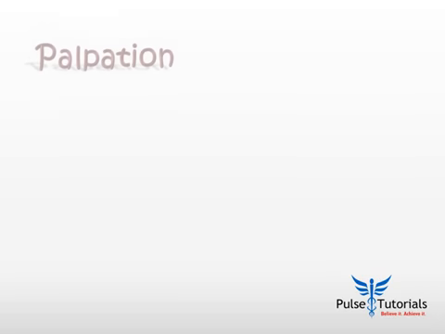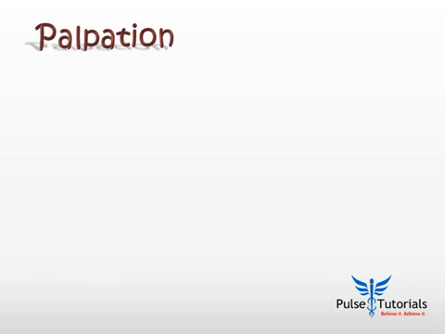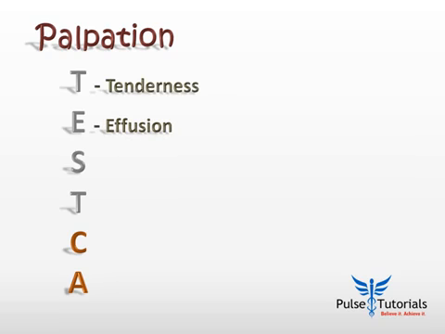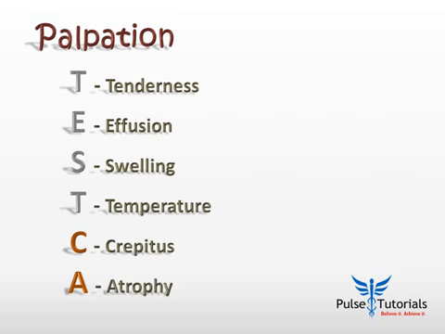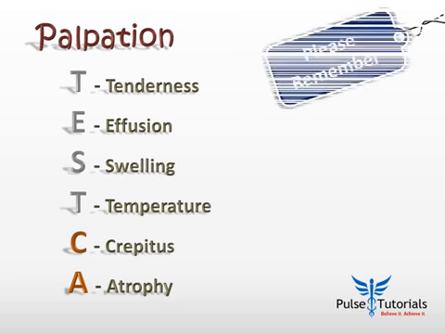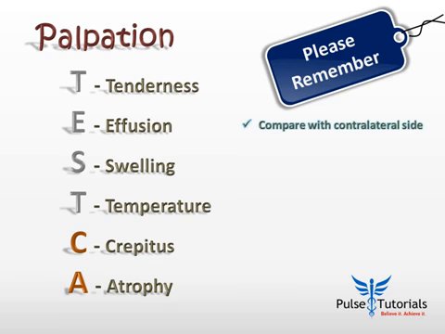Step 2 is palpation. Remember, test CA. Tenderness, any effusion, swellings, temperature, crepitus, and atrophy of the muscle. Here the atrophy, you are going to measure it. Always compare with the contralateral side. Include the joint above and the joint below as you are examining the part.